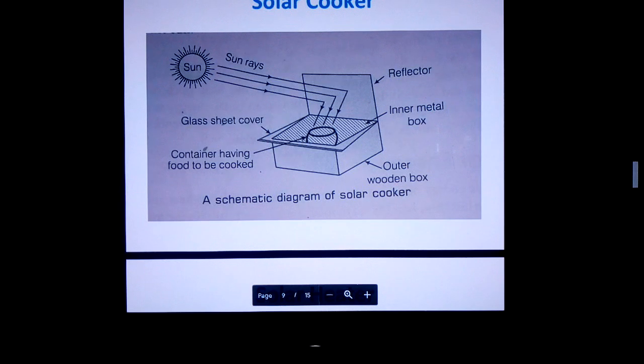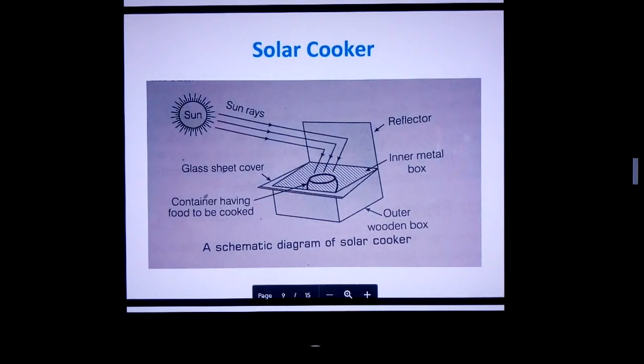So a solar cooker is a device which is used to cook food by utilizing the energy radiated by the sun. And how is it made? What are the parts of it? How can we make it? We can also make a small model, children, you can also prepare.